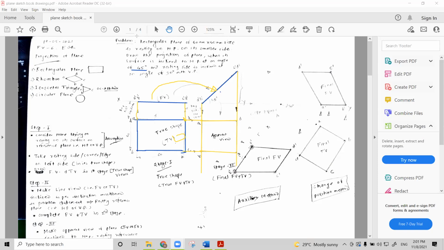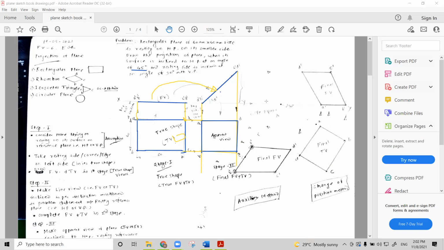Then once you get the points, you have to convert it into the thick line. The blue lines which I am drawing here are thick lines, remember. So this is the rectangle you will see when you make it inclined at an angle of 45 degrees to HP, right? This will be the apparent top view, or the second stage top view.